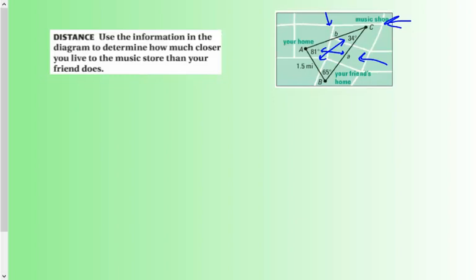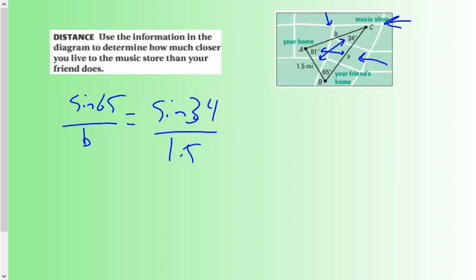We're going to do the sine of 65 divided by B, little b, equals sine of... I did that wrong. Sine of 34. I guess I'm figuring out what B is first. Sine of 34 over 1.5. You need to pick one pair, like the 1.5 and the 34, that are opposites of each other.